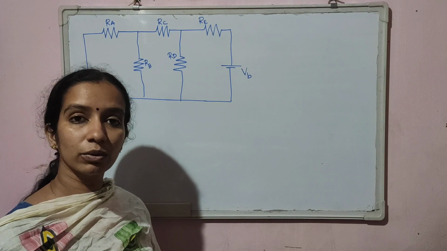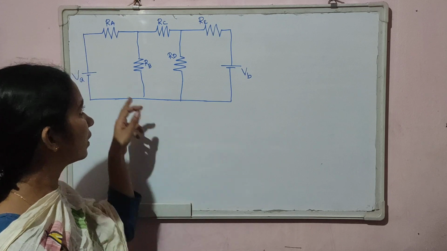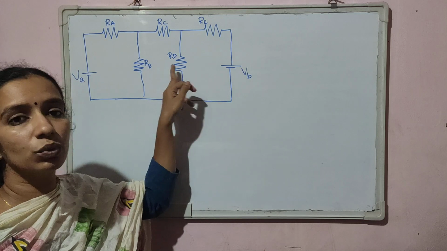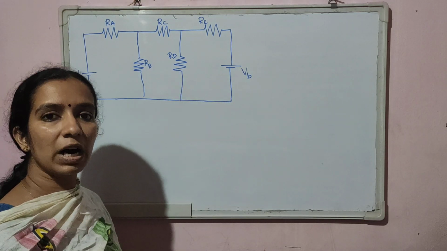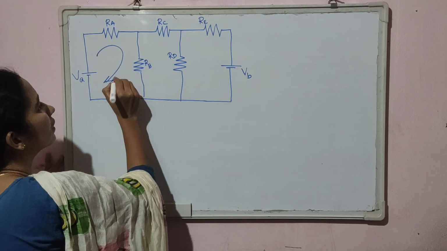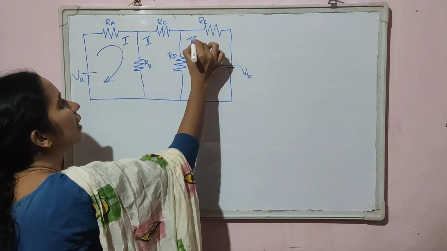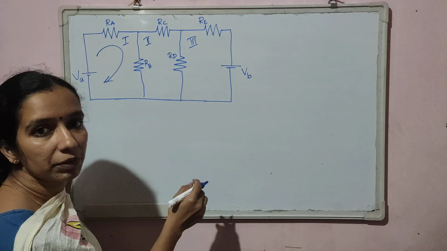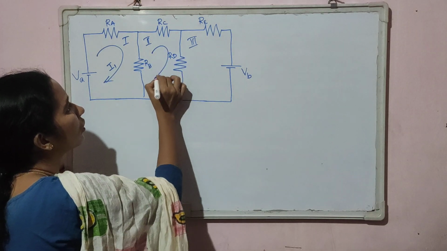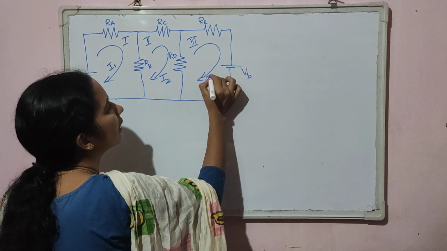The second step is to identify all the meshes and assign currents to the meshes. Here we need to consider three meshes. This is mesh 1, this is mesh 2 and this is mesh 3. Mark currents to all the meshes. Let us mark currents like this. I am assigning currents to each of the meshes. Let the current of mesh number 1 be I1, current flowing through mesh 2 be I2 and current flowing through mesh 3 be I3.